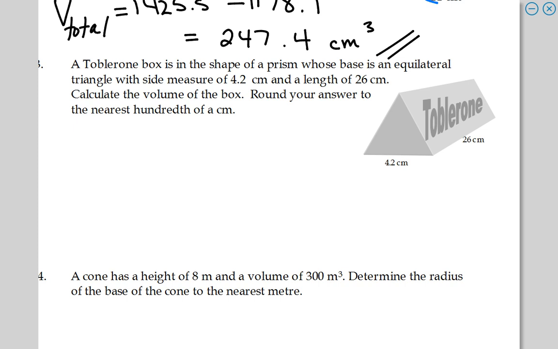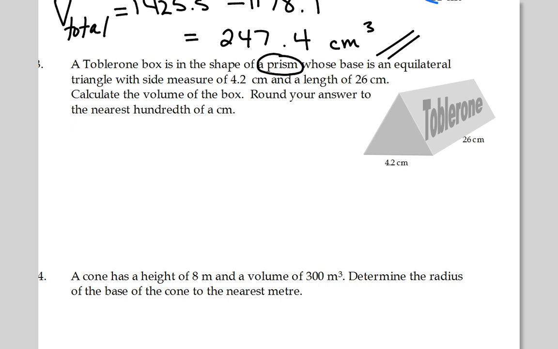Okay, this Toblerone bar, it's almost like the shape of a tent. You will not find it on your data sheet. This one is not on your data sheet. Good. So it is a prism.